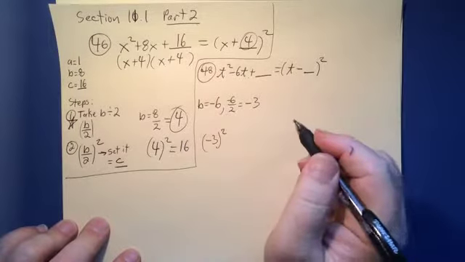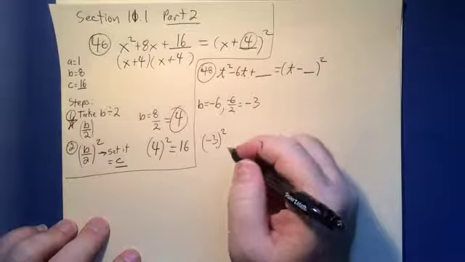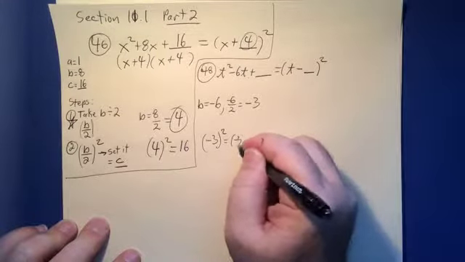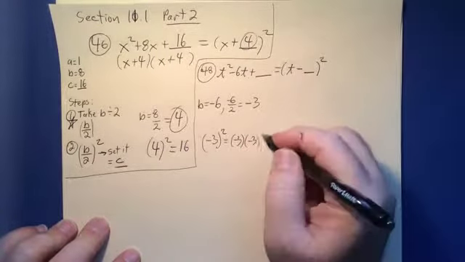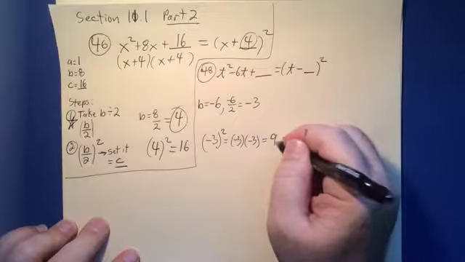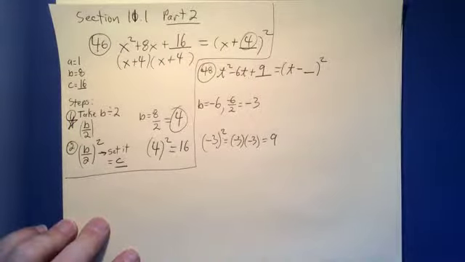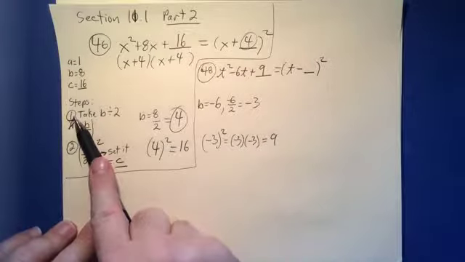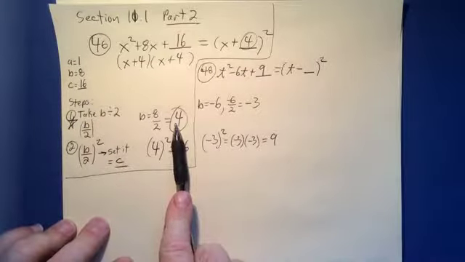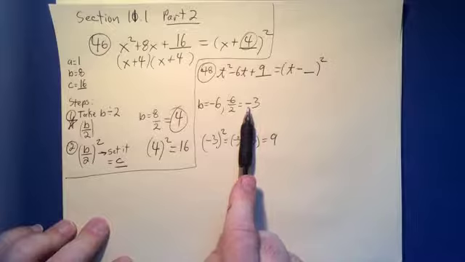Step 2 tells me I need to take negative 3 and square that. Now remember, when you square negative 3, this is going to be negative 3 times negative 3, and that's going to be positive 9. So the number we're looking for here is going to be 9. You recall also that I mentioned in step 1 that the number you find here is really the number you're looking for here.